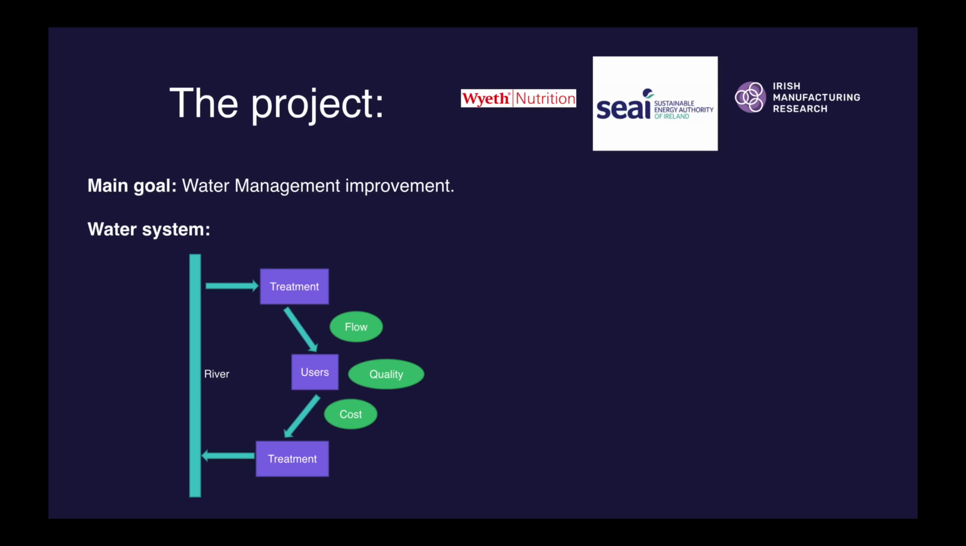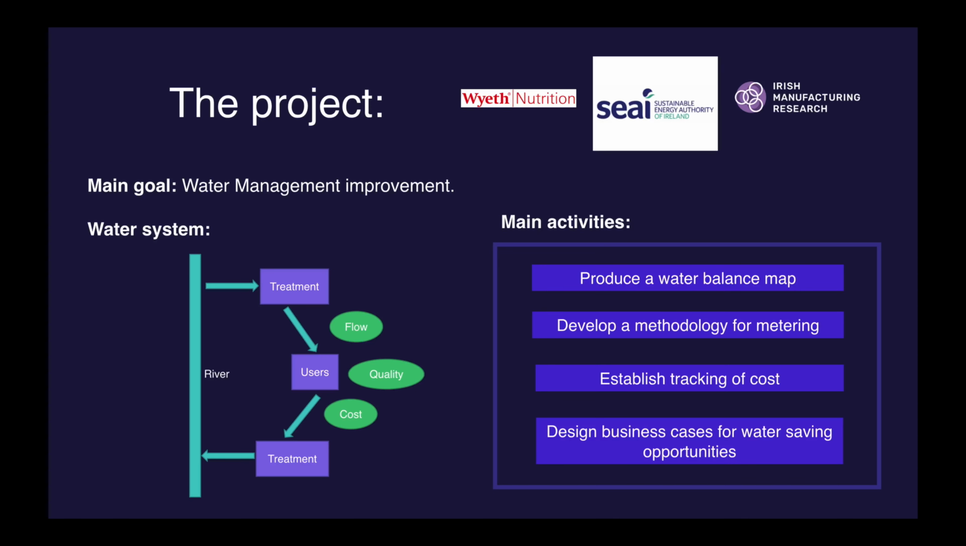The system there is composed of a river from which the water is taken upstream, treated, and sent to the users, where some parameters are monitored, such as flow, quality, and cost. Afterwards, it receives a post-treatment and goes downstream to the same river, by the way. The main activities of this project are producing a water balance map for the site, developing a methodology for metering, establishing tracking of cost, and last but not least, designing business cases for water saving opportunities.